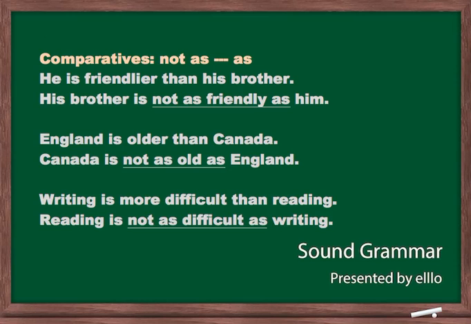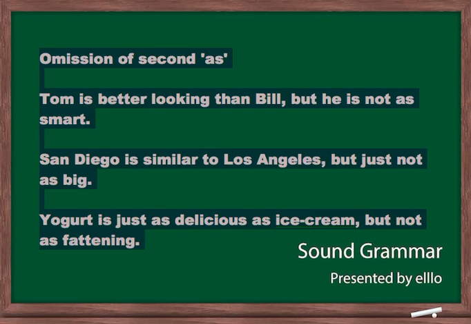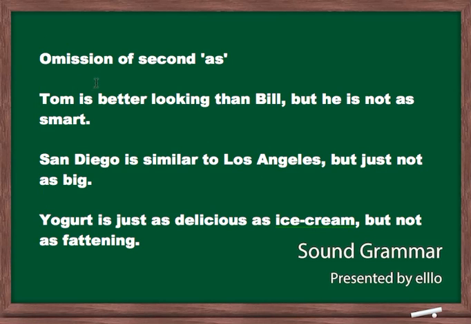All right, so we're going to look at another special case. Sometimes we actually don't say the second "as," and we're going to look at when. So here, let me go ahead and change this to white actually. It's kind of a crazy color. One second here. Okay, so here we have the second "as" we're not going to say.